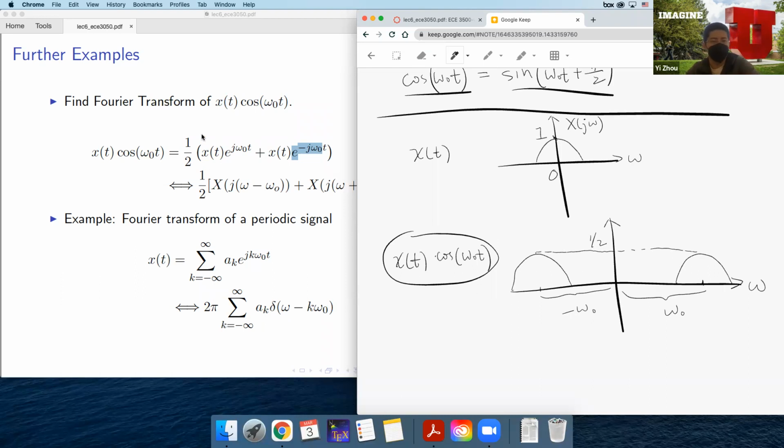Yeah. So that is induced by inverse Euler's formula.